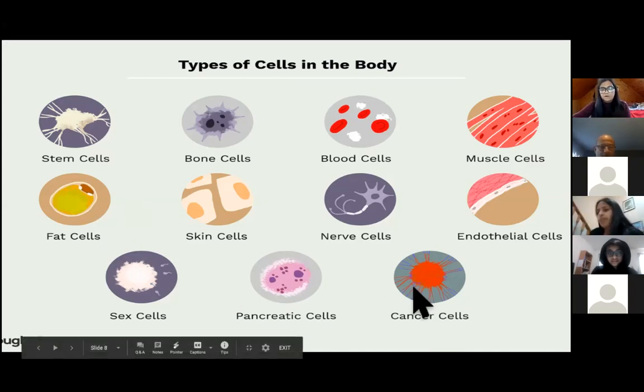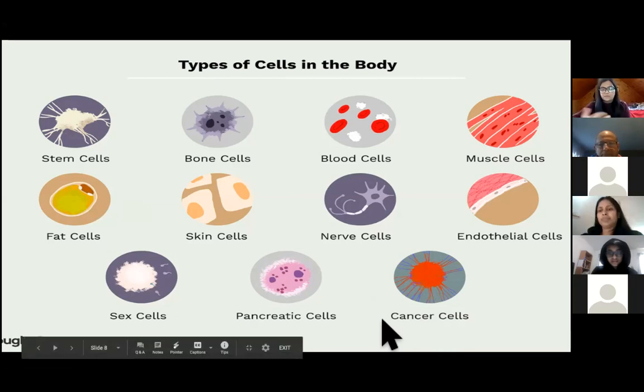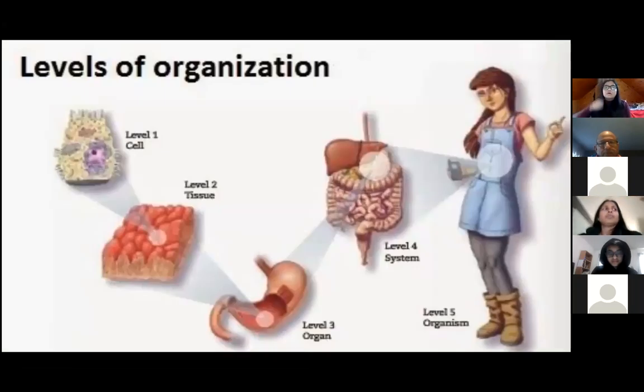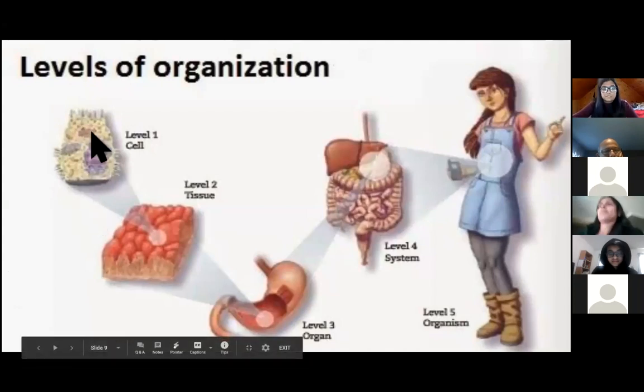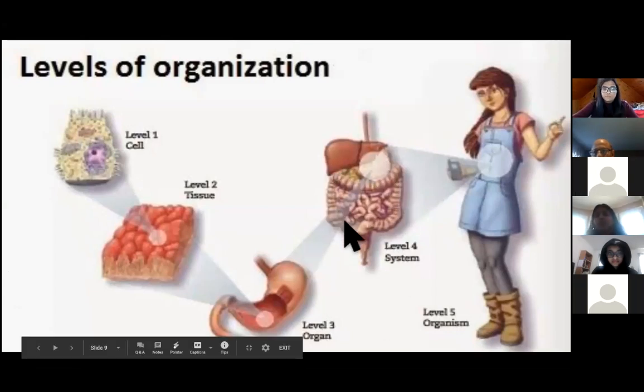And then obviously there are some bad cells which can form in our bodies, such as cancer cells, which is an abnormality yet again, which I will continue to discuss as we continue. So when it comes to organization within our body, it first starts off with a cell, which will then form a tissue, which then forms organs, which forms an organ system, and then eventually an organism.